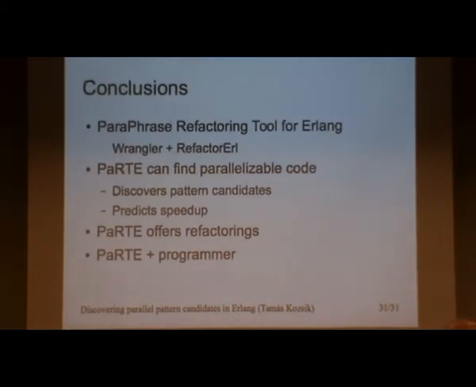So what's the conclusion? I'd like to present you this tool, which is building upon the existing refactoring tools for Erlang, Wrangler and Refactorer. We use both. We try to make the best use of both. It can find parallelizable code by discovering pattern candidates and predicting speedups. We have lots of refactorings implemented, like 40 to 50 refactorings available to shape the code and then introduce the needed skeletons, as Kevin showed you. But it requires help from the programmers. It's not a magical tool where you say that you want to have parallel code and then it will do everything for you. Sometimes you have to give hints, sometimes you have to help the tool to get the right results. So that's it.